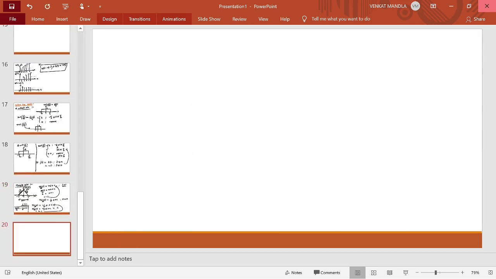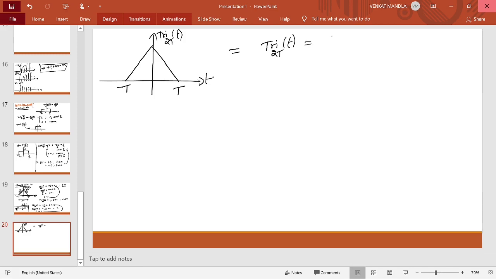So what I got, I draw again. Minus T, plus T, this is t, triangular 2t of t. So this is triangular 2t of t, that equal to 1 plus t by capital T for t less than 0, and that equal to 1 minus t by capital T for t greater than 0. You can substitute less than or equal to also, because at exactly 0 you will get 1. Substitute in both equations, you get 1 only. So both are satisfied. So this is the definition.